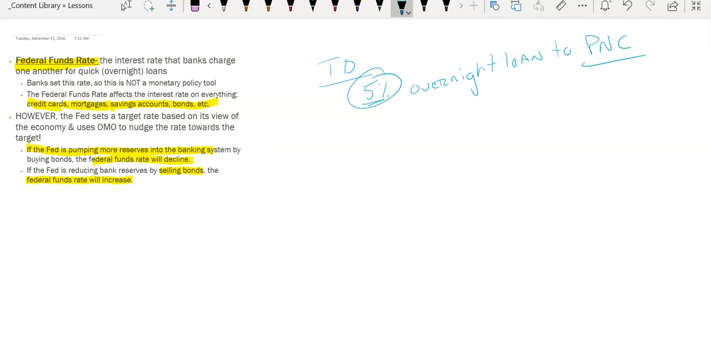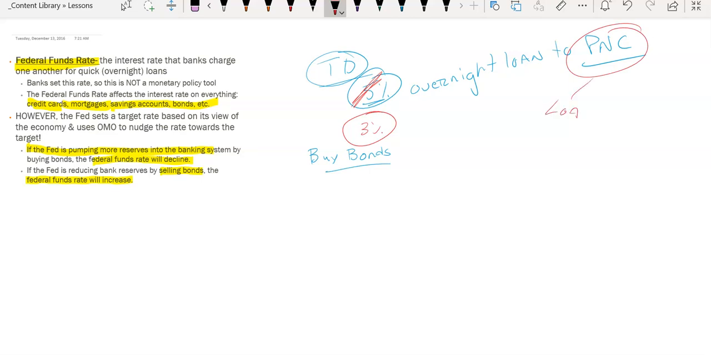So if the Fed then does some open market operations and buys bonds, then TD is going to have more money, more capital. They're going to be more liquid, and so maybe instead of 5%, now they're willing to charge 3%. Well, now 3%, PNC goes, now that I can do. 3% is cheap. Then they're going to loan out all excess reserves, maximize deposit creation, maximize loans, increase money supply, decrease interest rates, increase GDP.